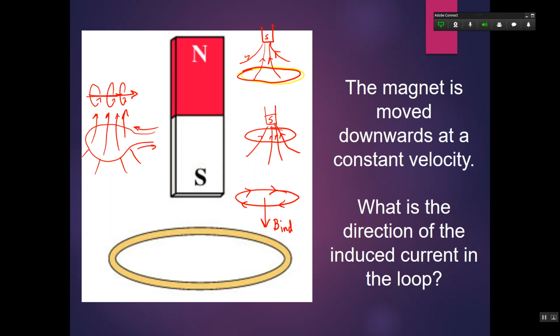So what I've done by moving my magnet downwards is I've pissed off Lenz's law, or nature, and it wants to oppose the change, right? So I'm going to induce a magnetic field. And how do I induce a magnetic field? I make a current in a specific direction.